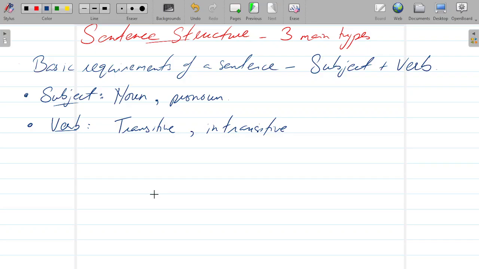Anyone? Like in transitive verb, they don't need an object. The transitive verb does not need an object. Yeah. Okay, you've got it the other way around. So an intransitive verb, right, does not require an object.